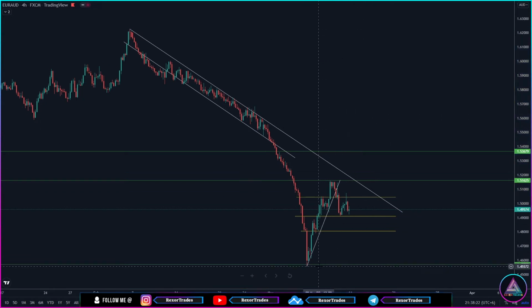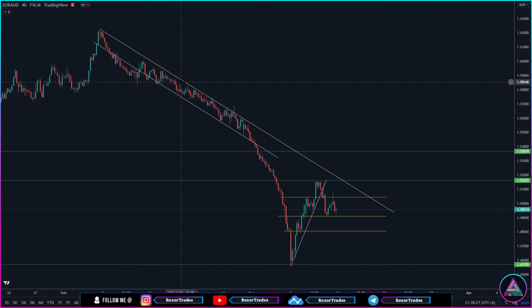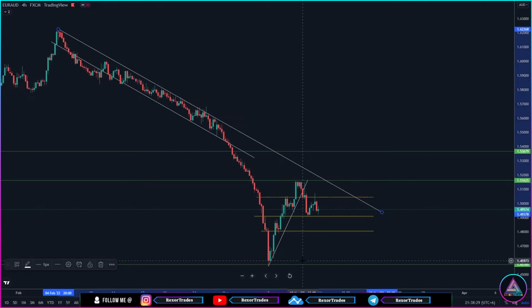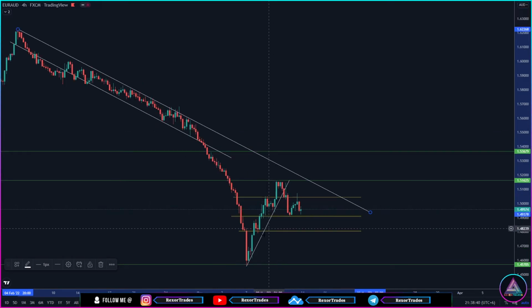Now this kind of move, while making a pullback after coming down with such a downtrend line, following up with an uptrend line and making a breakout of that uptrend line with further bearish move, is an indication of EURAUD or any price being done with this pullback move and continuing with this downtrend move with further bearish move.